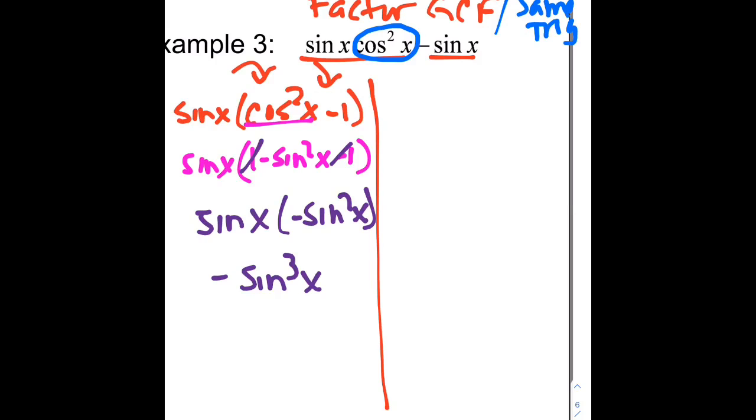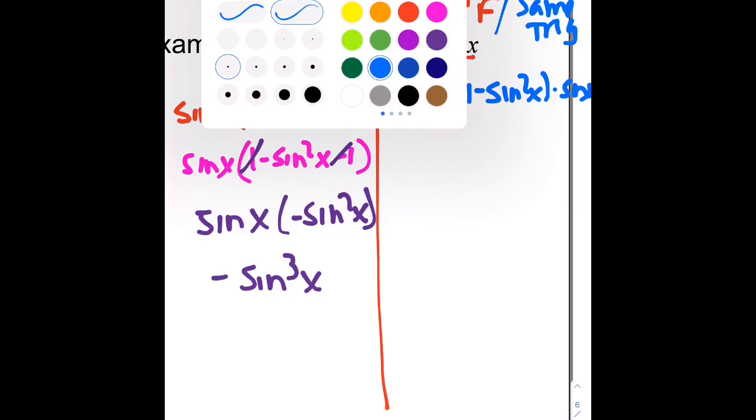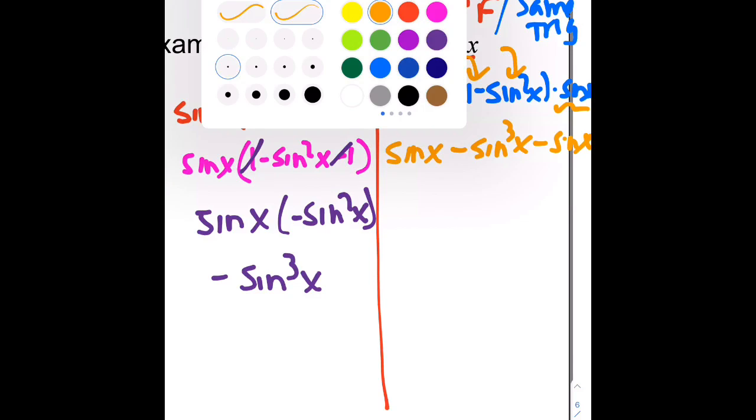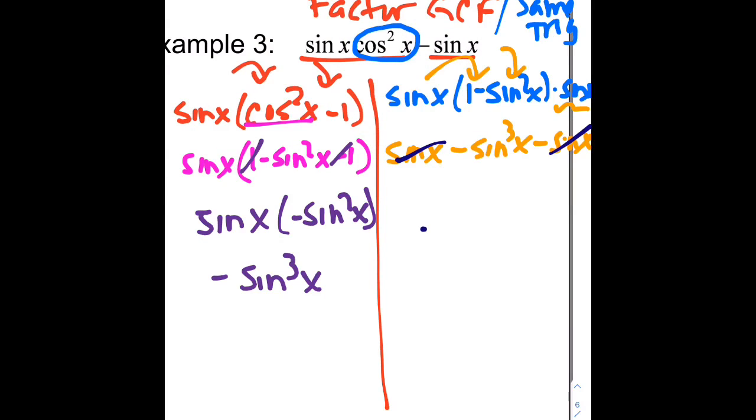Maybe I can put this all in terms of sine. So I can do the sine of x and then replace the cosine squared of x with 1 minus sine squared of x. Next step, I can distribute. So this is going to give me the sine of x minus the sine cubed x. And then I tack on my minus sine x. The sine x's cancel, and I still end up with a negative sine cubed x. All right, let's keep on trucking.